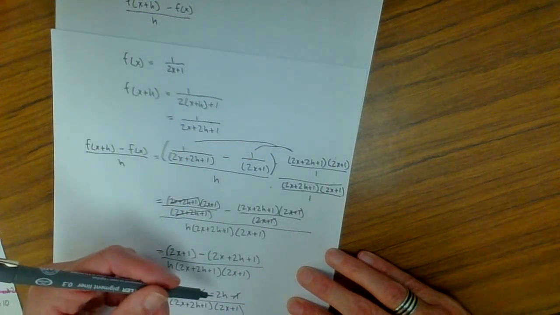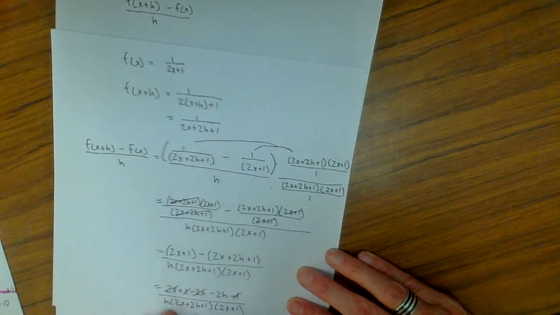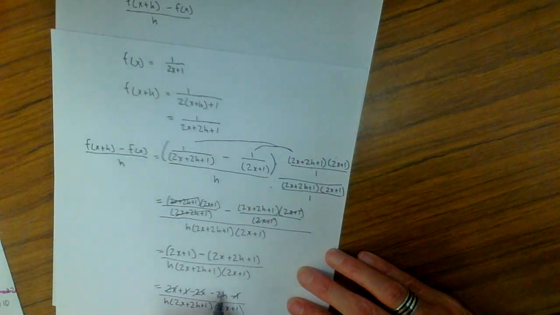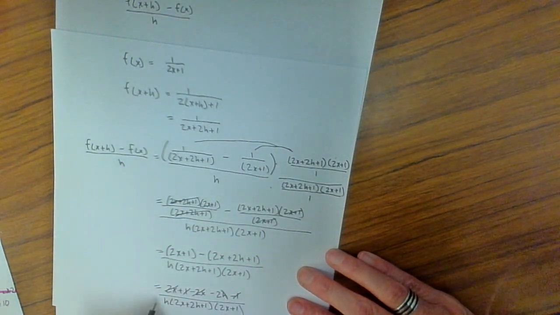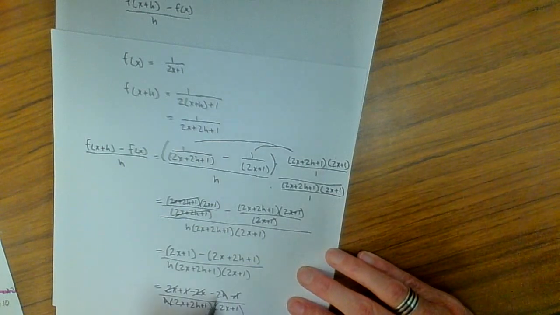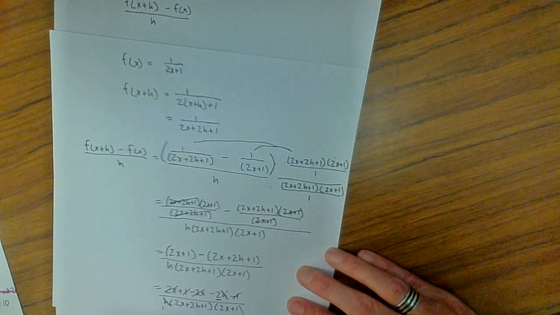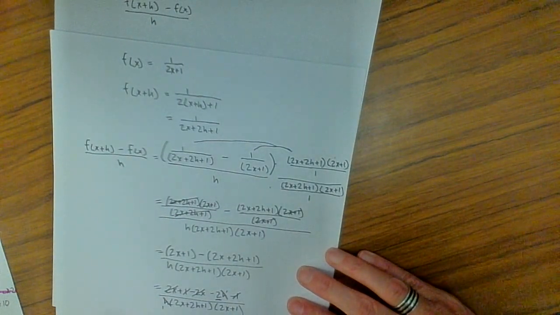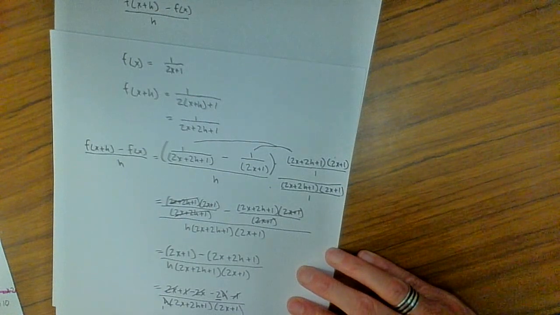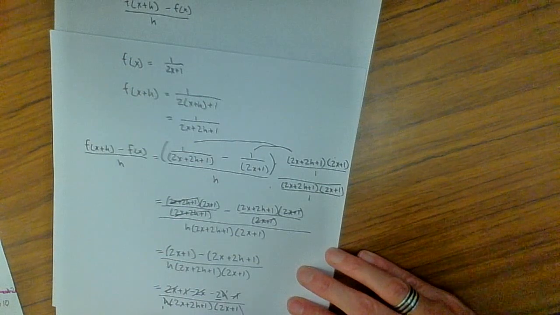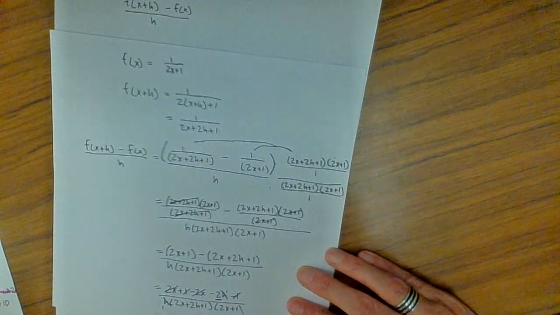And now on the top I've only got 1 term, and the bottom I've got 1 term, and the h is common, so what I have is negative 2, this negative 2, because when we divide out the h we get 1, so over 2x plus 2h plus 1 times 2x plus 1. And you're finished.